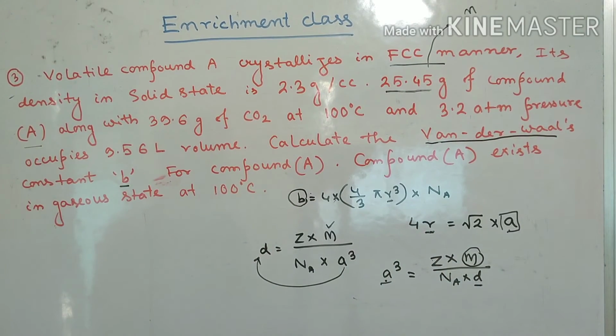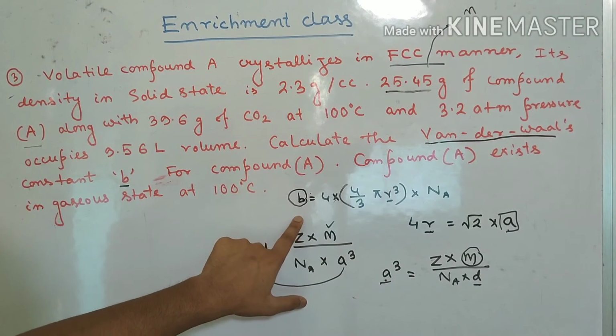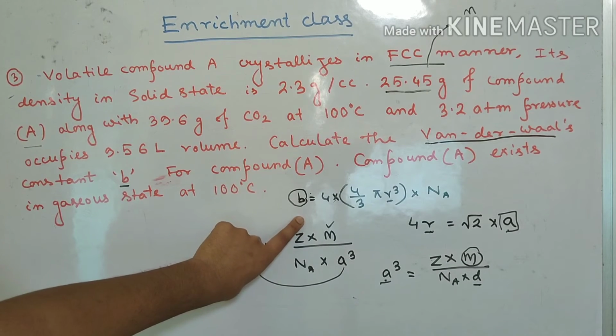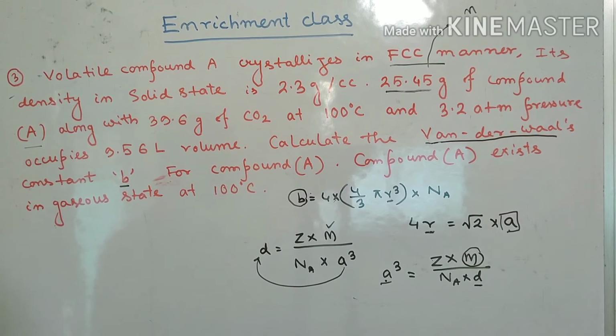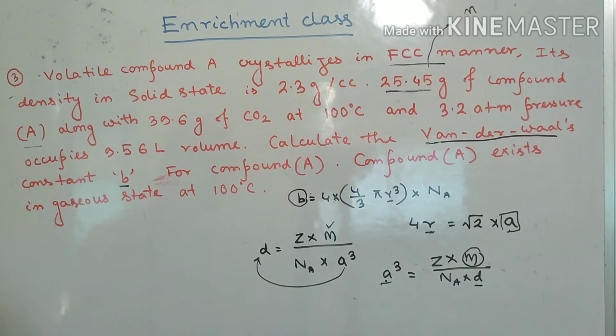So you can say it's a long process. Again, I would like to repeat, what are we doing? We have to calculate the van der Waals constant B. I have written the formula. You can check the states of matter chapter, it is there. Actually, calculation of the van der Waals constant is not there in the CBSE format, but the formula is there. You have to use this formula.